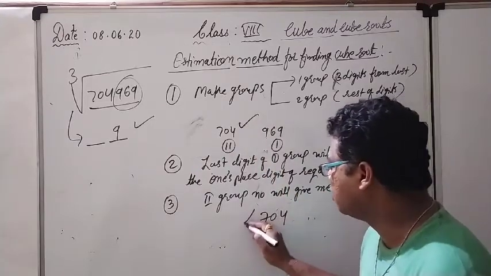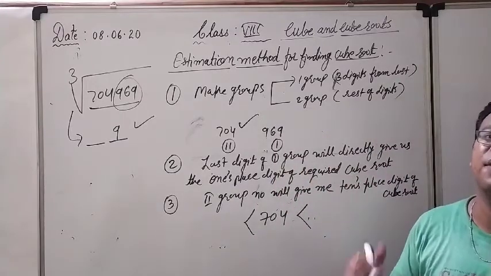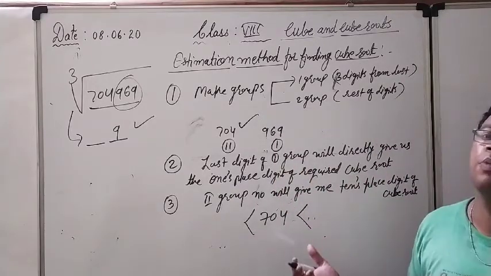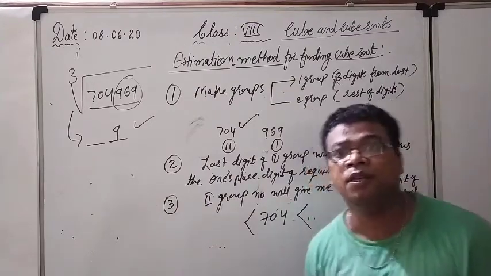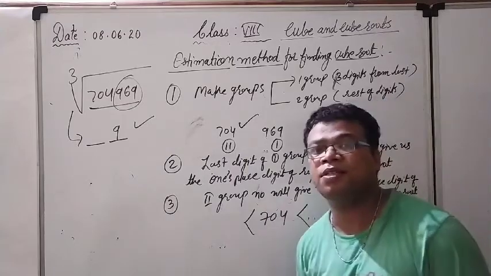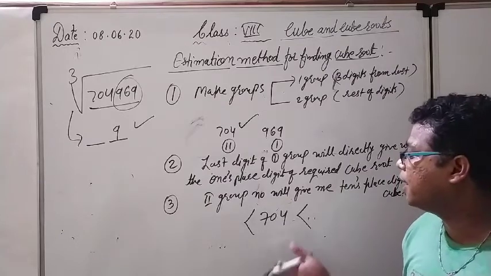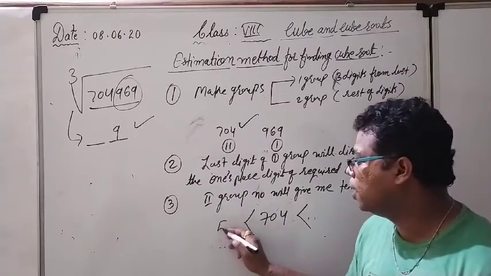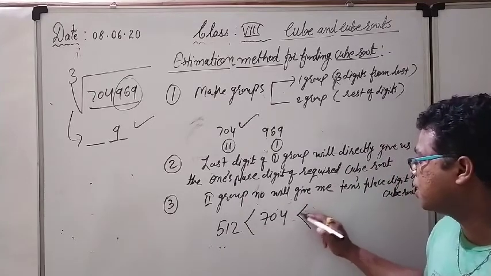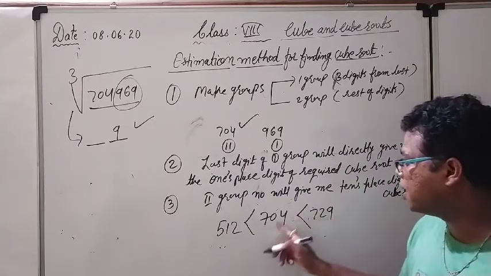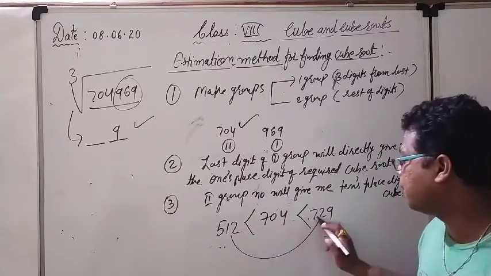704. Between which perfect cube and which perfect cube will 704 come? Whatever perfect cubes we have learned already, from 1 to 10. What is 6 cube? 6 cube is 216. 7 cube is 343. 8 cube is 512, and 9 cube is 729. So 704 is coming in between 512 and 729, and these are perfect cubes.